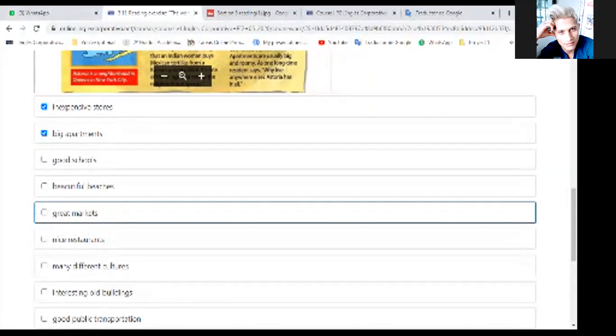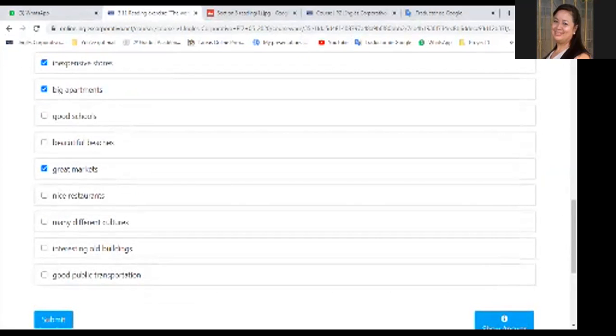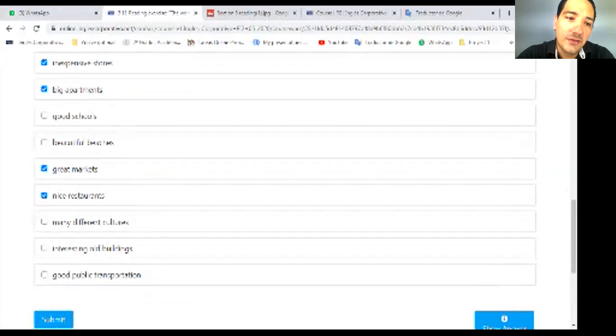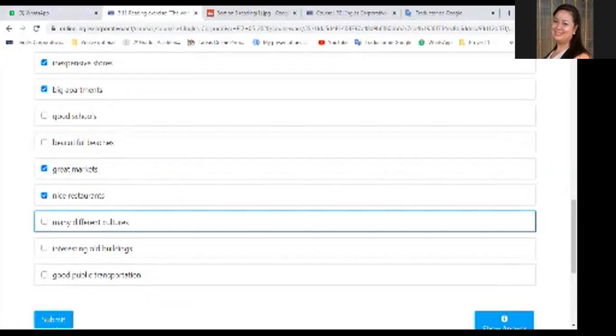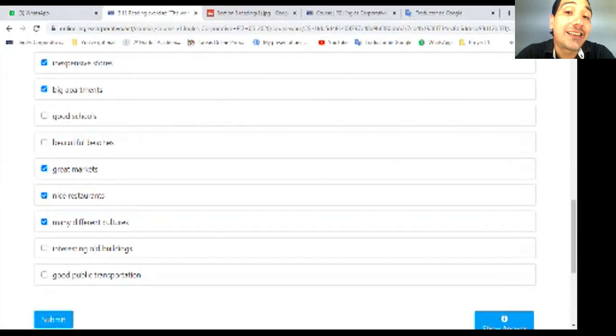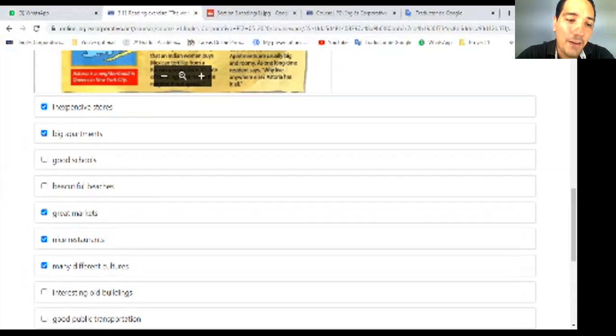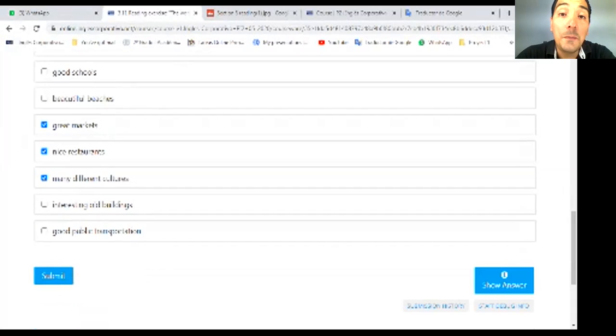Markets? Yes. Restaurants? Yes. Books? Yes. Okay. Many different cultures? Yes. Okay. Interesting old buildings? No. Okay, so it says it's 6. We have 5. We're missing 1. Good public transportation? Yes. Let's see.